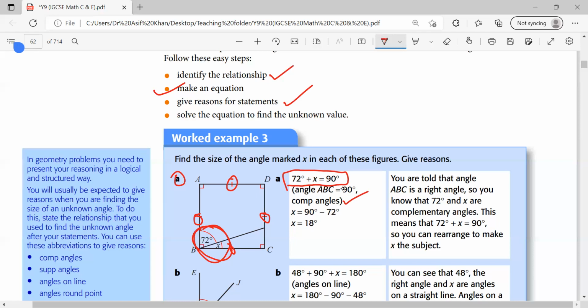After that, the next step is to solve the equation and find the unknown value. So solve this equation. You shift this 72 to the other side, and then you get x is equal to 18. So these are the steps involved when you find any missing angle. Any question?